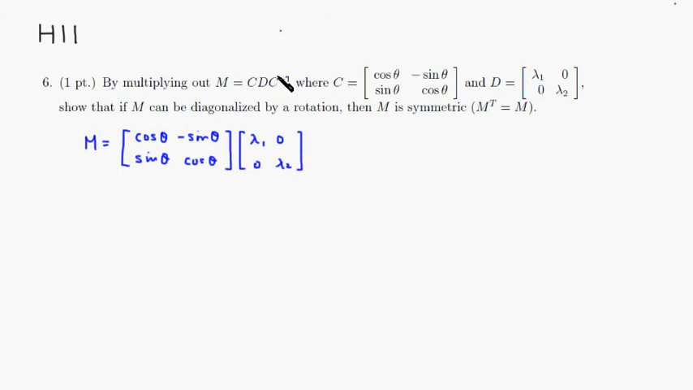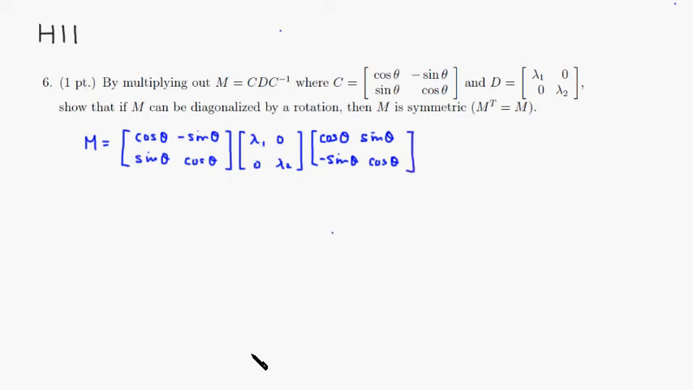The C inverse matrix, since this is a rotation, is going to be a rotation by theta clockwise, so it goes the other direction. That's going to be cosine of negative theta, which is the same thing as cosine of theta. Sine of negative theta is negative sine of theta. Cosine of negative theta is the same as cosine of theta because cosine is an even function.